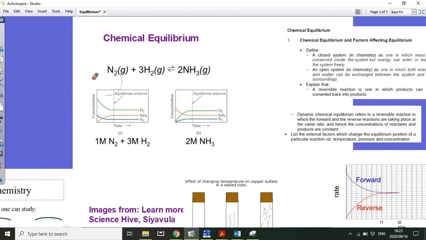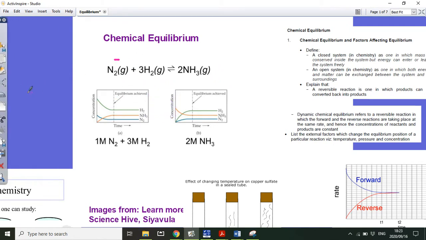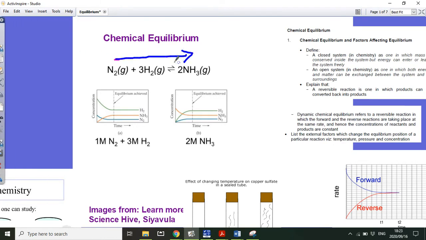So now the rate graph. In the beginning, I said only the forward reaction takes place. So let's just make it blue. So only the forward reaction takes place. So the rate of the forward reaction is high because there are a lot of these particles that can undergo effective collisions to form product. So you'll see the rate here in the rate graph. The forward reaction starts with a high rate.